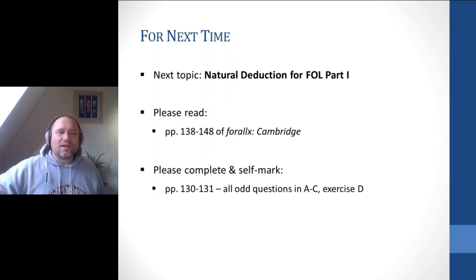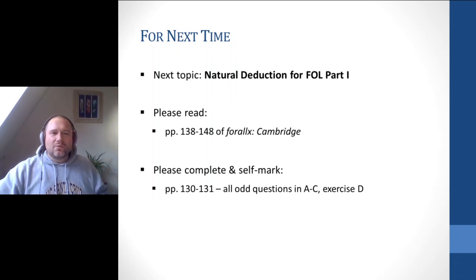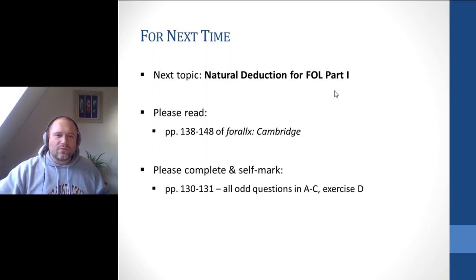But of course, first we got to get used to our natural deduction system for first order logic. So that's going to be what we're going to do in the next lecture. We'll talk through the new rules for FOL, and it'll be good.